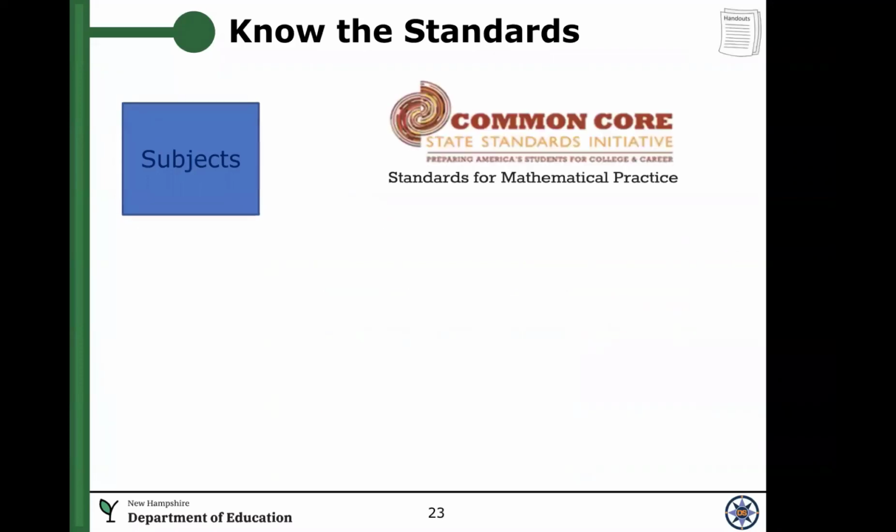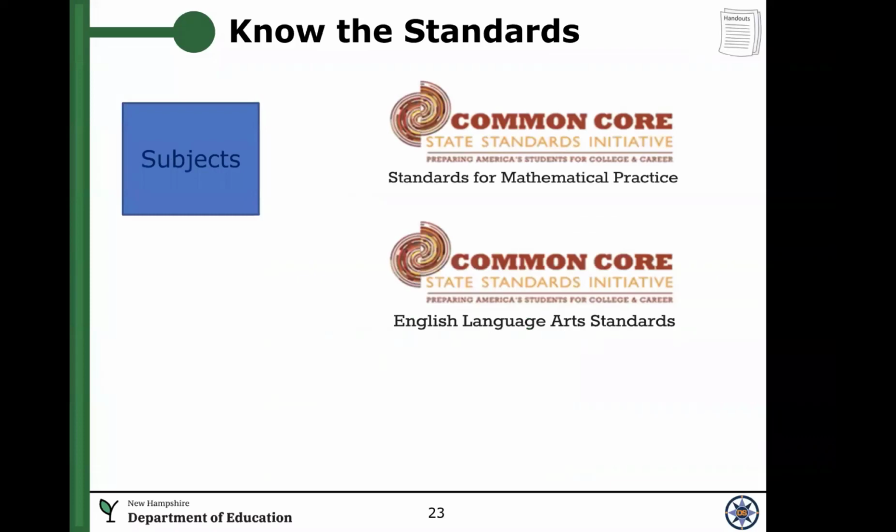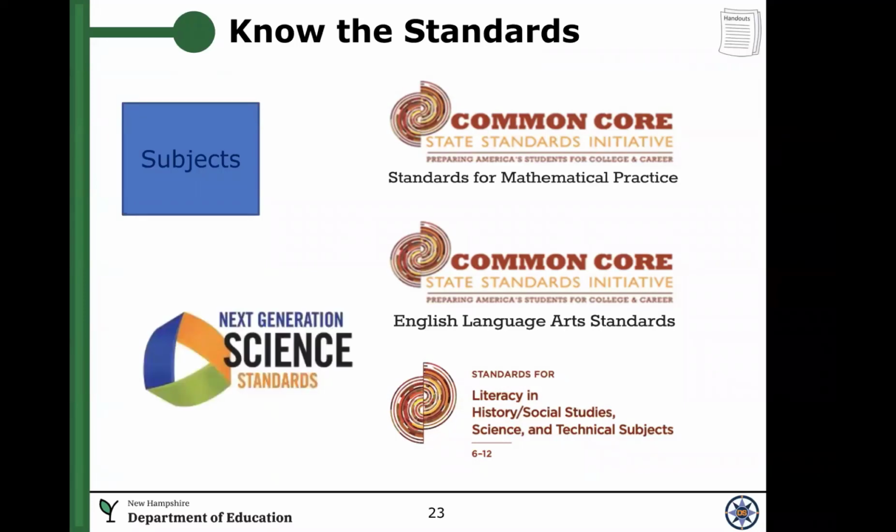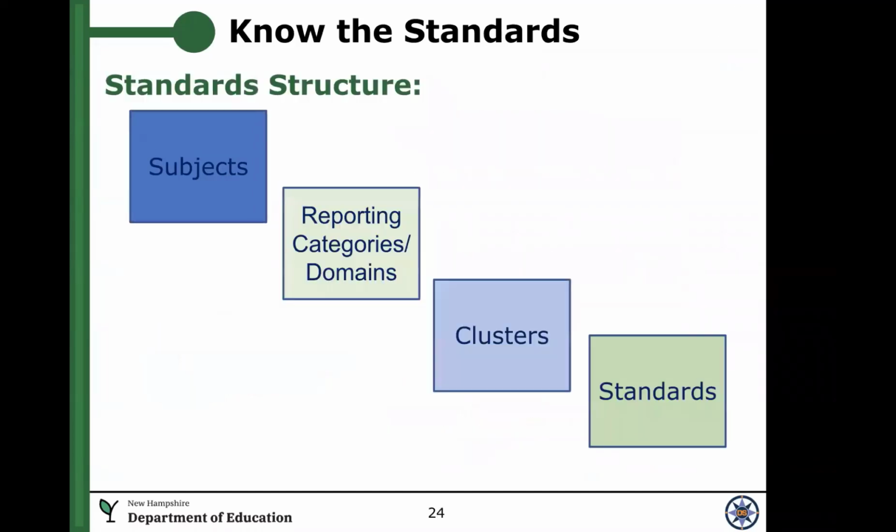Where we get those standards is that New Hampshire has adopted the Common Core standards. So most of our districts are looking directly at the Common Core standards. There are some districts who have taken those standards and tweaked them just a little bit or added additional standards in, but for the most part, everything in the state of New Hampshire is based on the Common Core. And we're also looking at the Next Generation Science Standards.